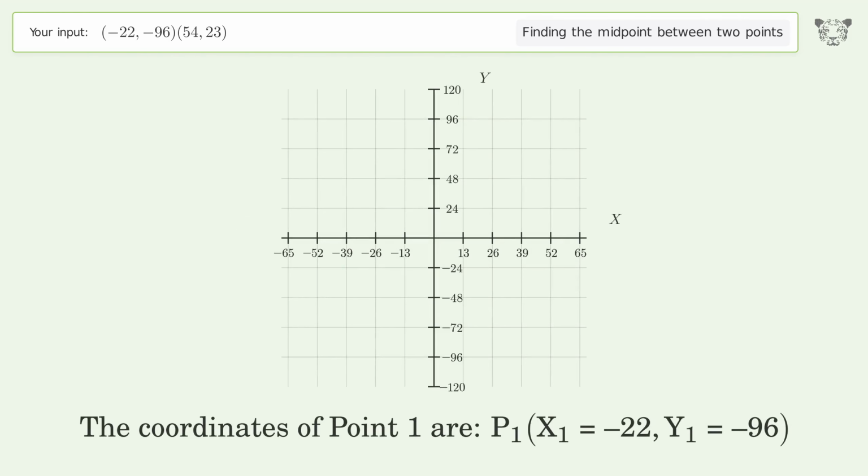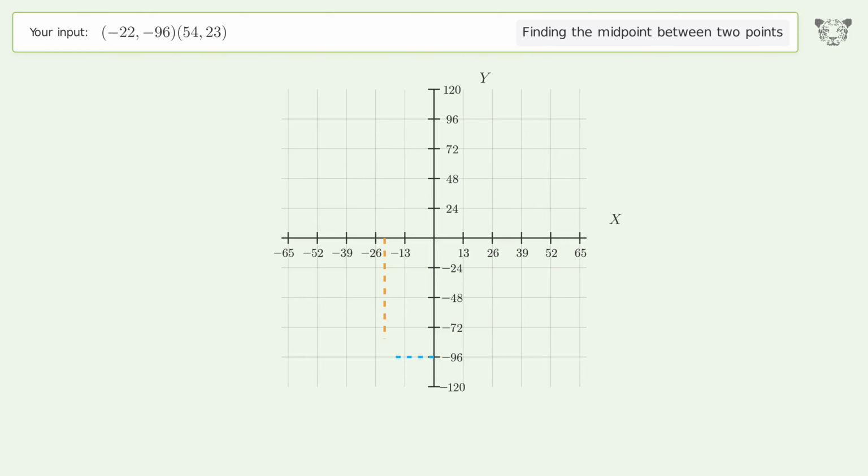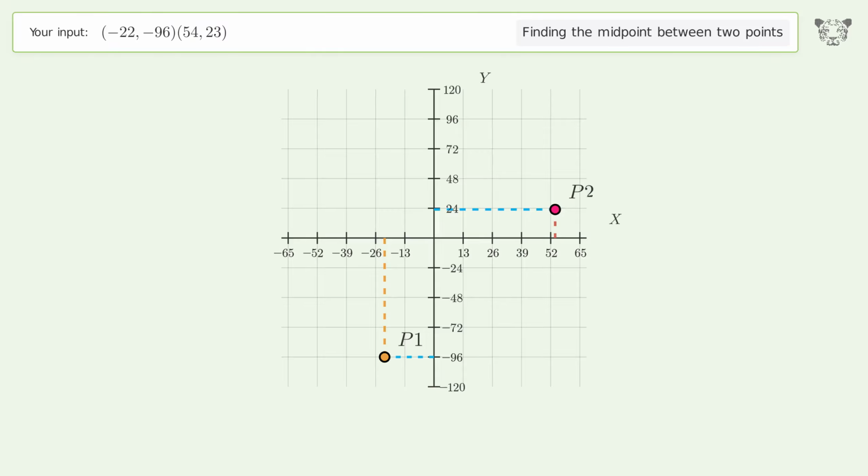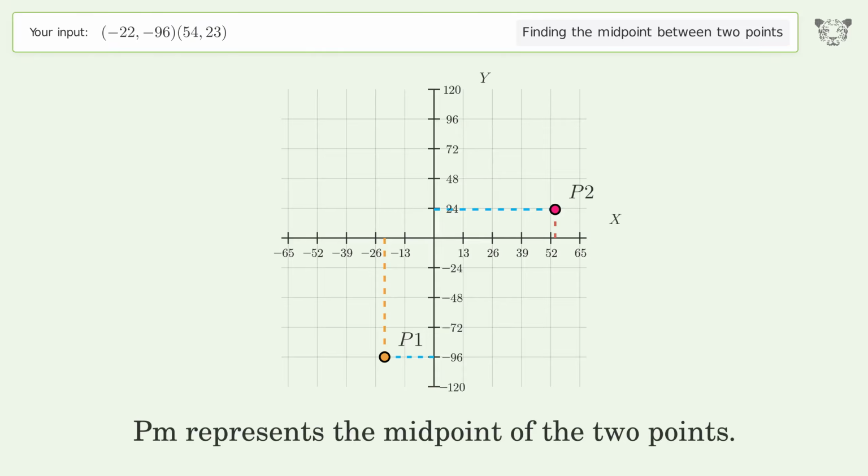The coordinates of point 1 are, x1 equals -22, y1 equals -96. The coordinates of point 2 are, x2 equals 54, y2 equals 23. PM represents the midpoint of the 2 points.